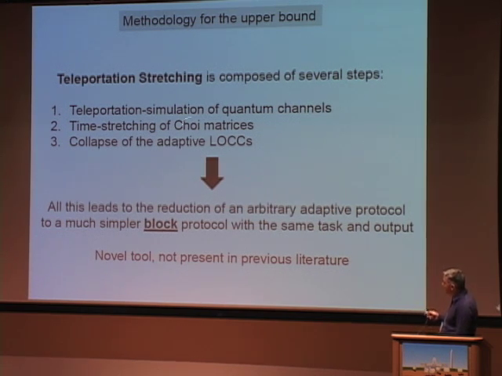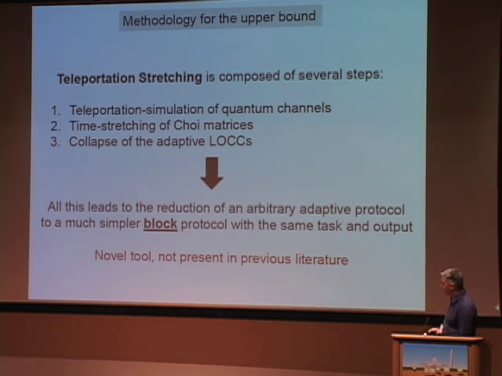And after that, there are some manipulations that we're going to do on the Choi matrices and on the adaptive LOCCs of the protocols, which allow you to reduce the adaptive protocol into a simpler block protocol, achieving the same task and the same output. There was previous intuition, but this kind of goal is very general, and we didn't find this in previous literature, despite there being, of course, many previous insights regarding teleportation. But let me show you these points more precisely.